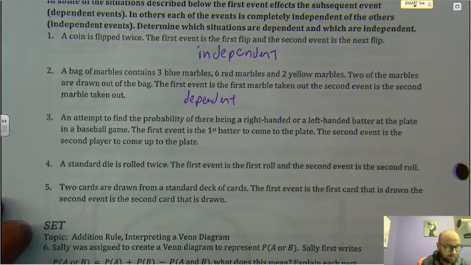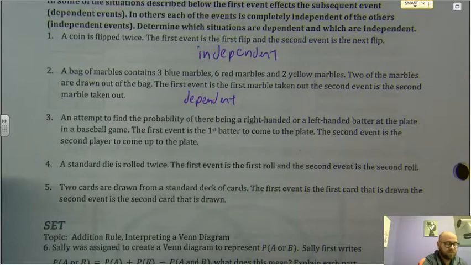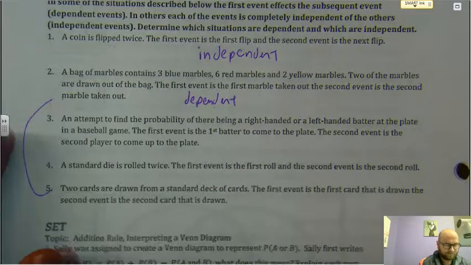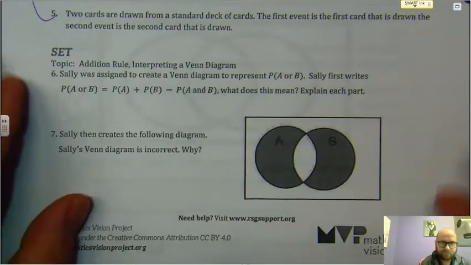Okay, and just go through the rest of these three and think about those major factors and whether something is independent or dependent.